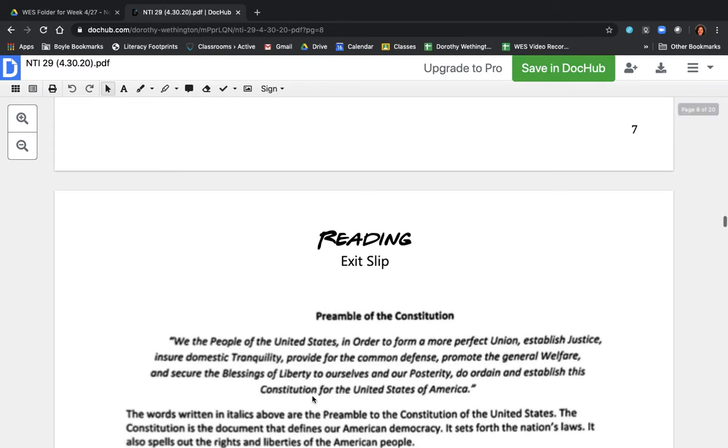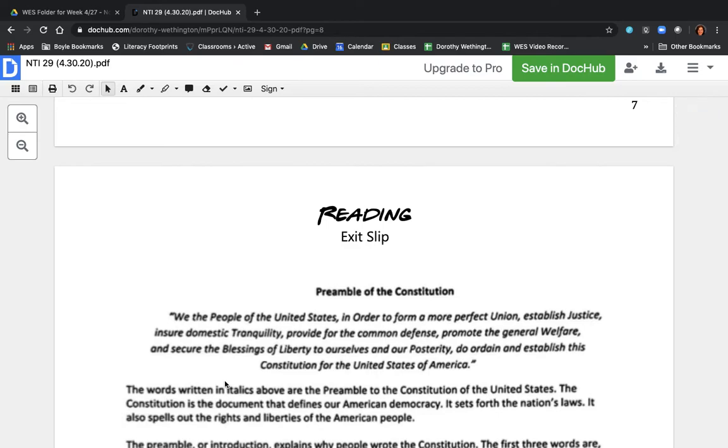Preamble of the Constitution. We, the people of the United States, in order to form a more perfect union, establish justice, ensure domestic tranquility, provide for the common defense, promote the general welfare, and secure the blessings of liberty to ourselves and our posterity, do ordain and establish this Constitution for the United States of America.